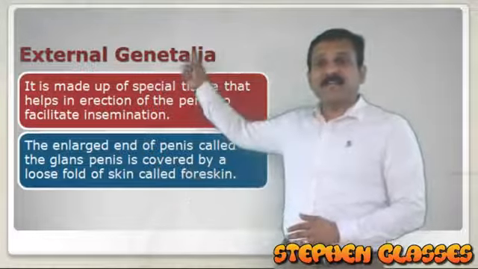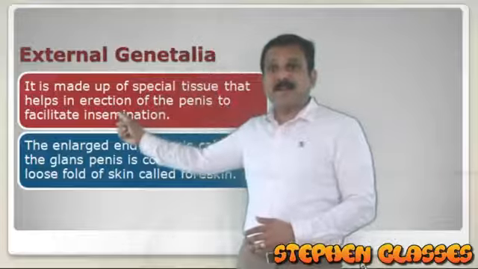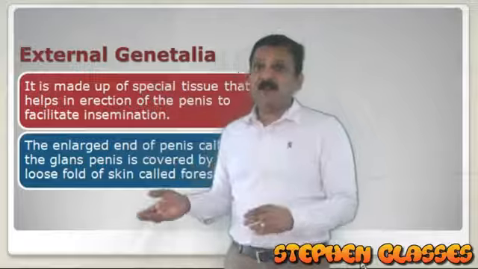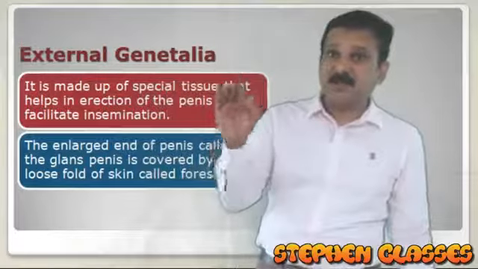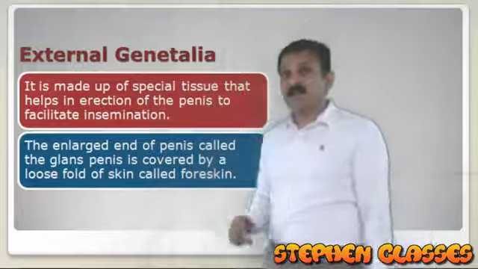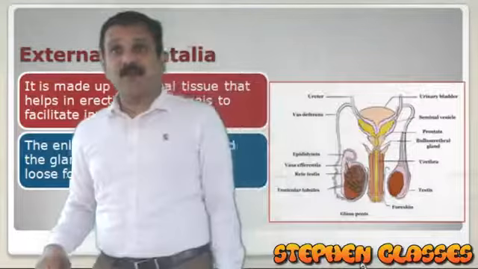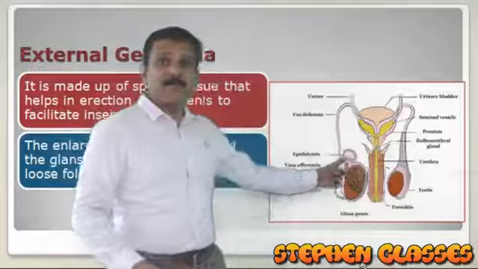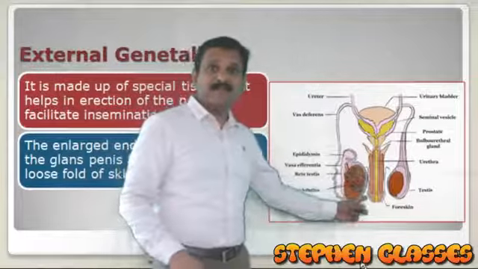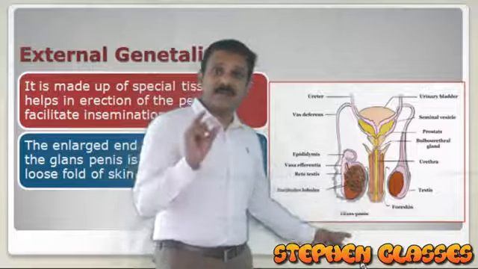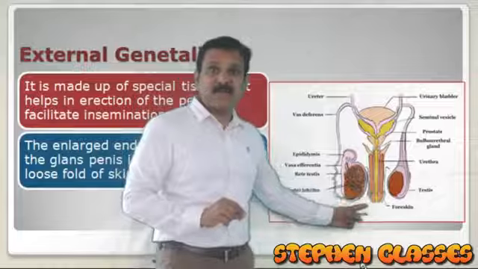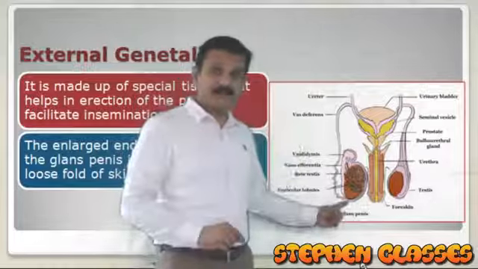And what is the purpose of external genitalia? It is for insemination. What is insemination? Transferring the sperm cells into the female genital tract. In the next slide, it is very clear what the parts of the external genitalia are. You can see the penis over here. It has the glans penis region, and also the skin portion, which is called the foreskin.